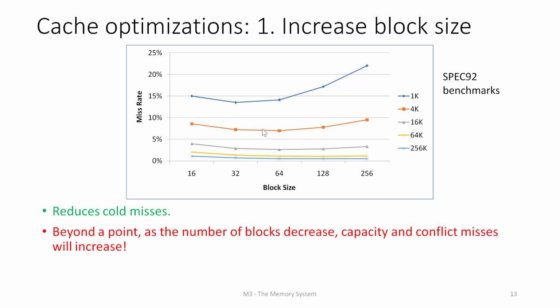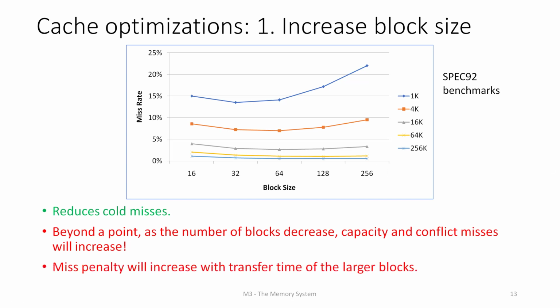For example, here beyond the block size of 64, when we move to 128, there is an increase in miss rate. The reason is that the number of unique blocks will reduce, so it will lead to either capacity misses or conflict misses. Also, there is an additional side effect, which is miss penalty. If we have a larger block, then transferring the block from the lower level to this level will take longer. That will contribute to our miss penalty in the AMAT equation. So there is a trade-off that we need to make.